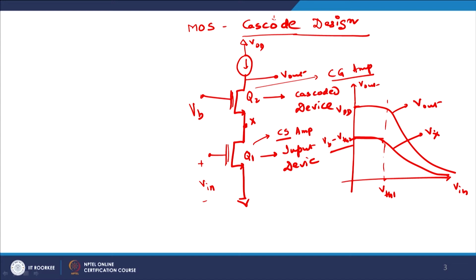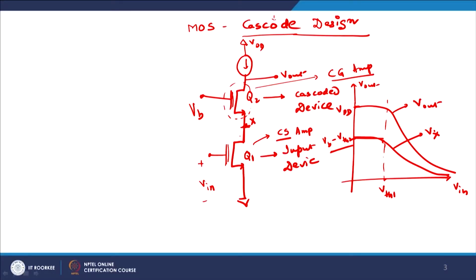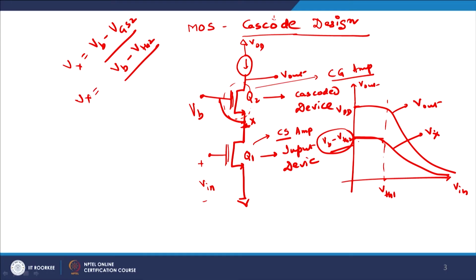What is VB? VB is this much. VTH2 is the threshold voltage of this device. Remember, your VGS minus VTH was the overdrive. If you look very carefully, this potential here will be nothing but VB minus VTH2. So, this is your VGS2. Vx will be nothing but VB minus VGS2, but for the device to be on, VGS2 will typically equal VTH. So, VB minus VTH2 will be the value of Vx, and that is what you are getting here.